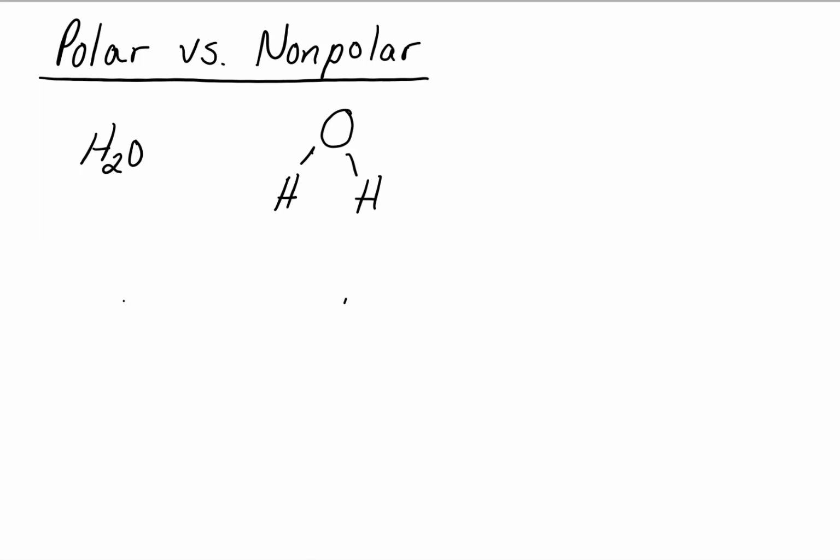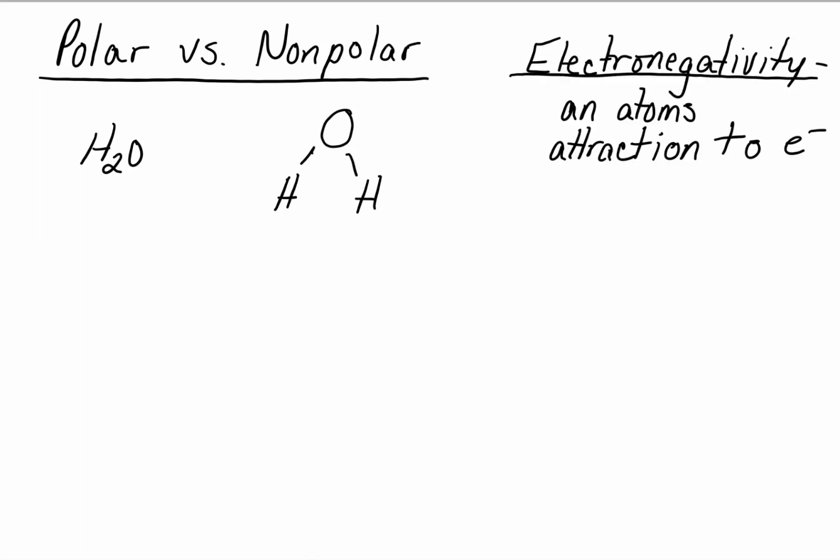Now, to layer on some more information on top of what we already know about covalent bonds, we can talk about the fact that covalent bonds can either be polar or nonpolar, and that is going to depend on the electronegativity of the atoms that are sharing these pairs of electrons. Electronegativity is defined as an atom's attraction to electrons, and these electrons can be the atom's own electrons or the ones that it is sharing with other atoms.